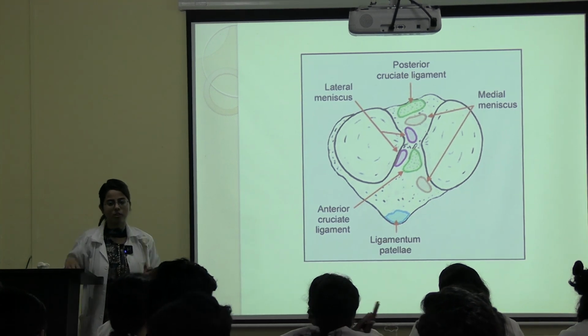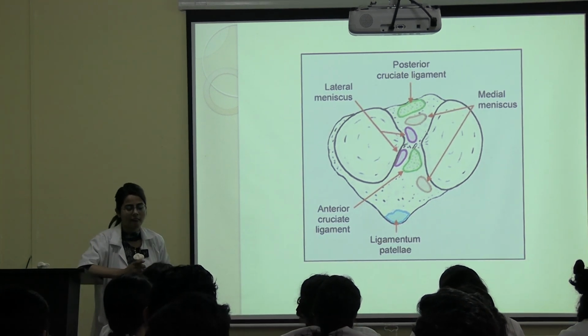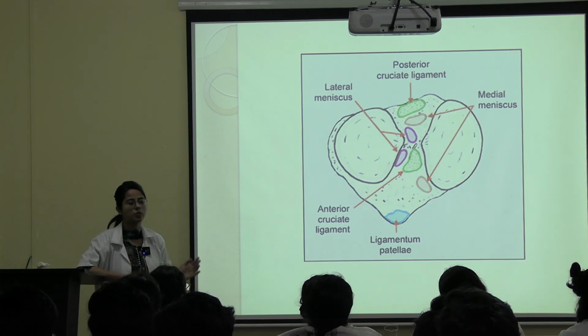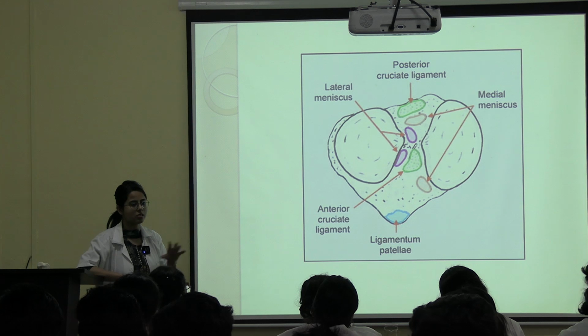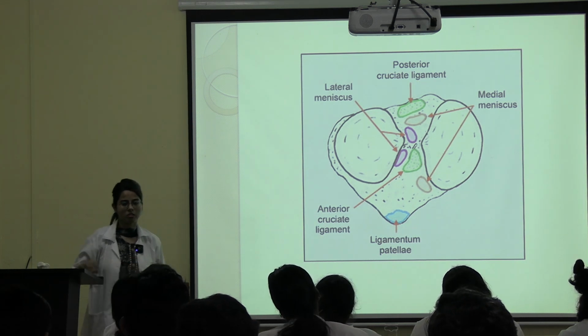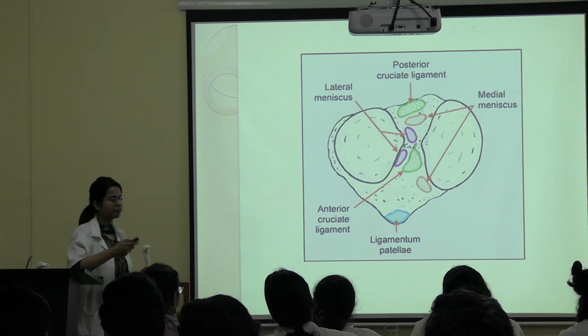It's very important. It will be asked during your viva. What are the structures in the intercondylar area? You have to tell it in sequence. You cannot tell randomly one structure from here, one structure from there. It should be in sequence from front to back. Clear?